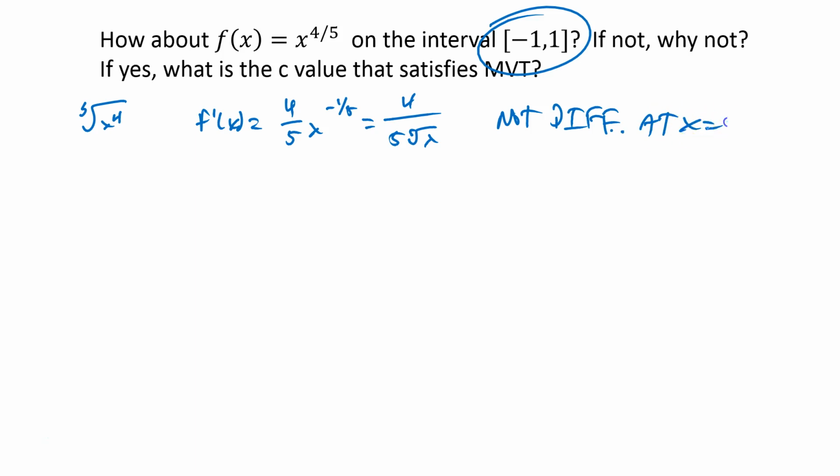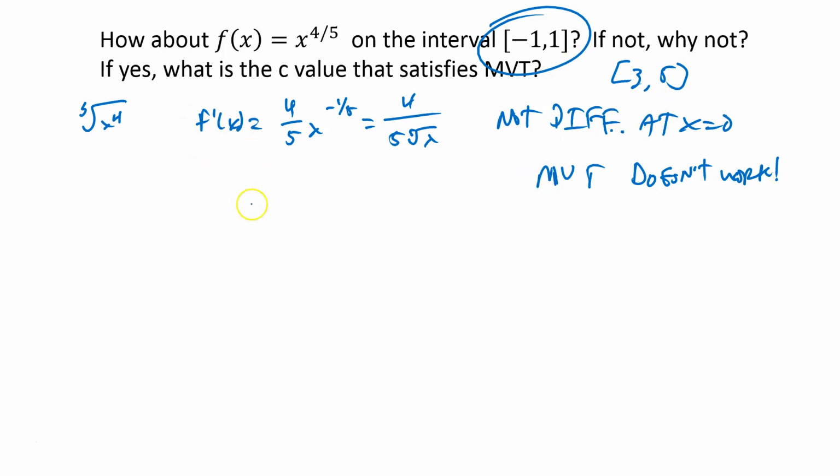Now this is important because if 0 was not part of my interval, if my interval was like 3 to 5, this would be fine because it's differentiable everywhere from 3 to 5. But because we have 0 in the middle of this thing, mean value theorem won't work. So it doesn't work.